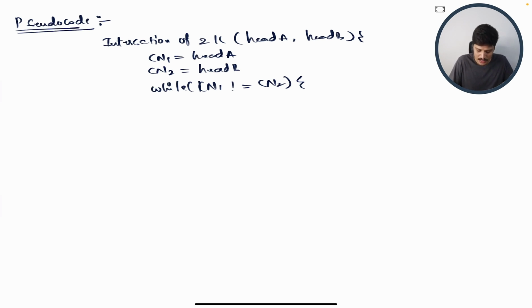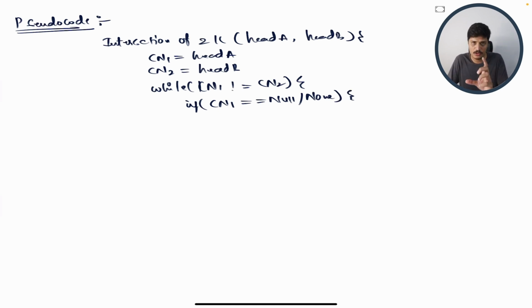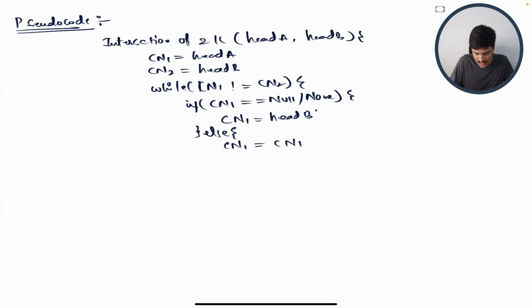In this process, at any point of time, if this current node 1 is equal to null, or in the case of Python we compare it with none. If this is the case, we need to update it to the second singly linked list head node, because in the iteration process we have reached the end. That means it should go ahead and point to the second singly linked list head. So cn1 is equal to head B. If this is not the case, then we have not yet reached the end, we will simply move on to the next node, cn1 equal to cn1 dot next.